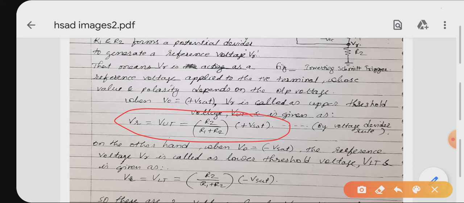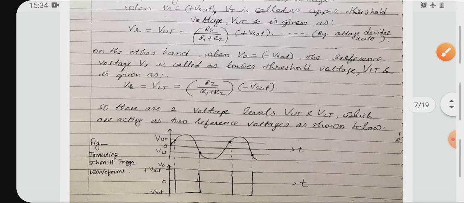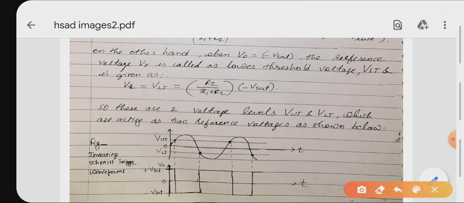Similarly, when the output voltage is minus Vsat, okay, there are two levels, plus Vsat and minus Vsat. When the output voltage is equal to minus Vsat, the reference voltage VR is called the lower threshold voltage. It is denoted as VLT, whose value can be calculated again in the same way by using the voltage divider rule, R2 by R1 plus R2 into minus Vsat.